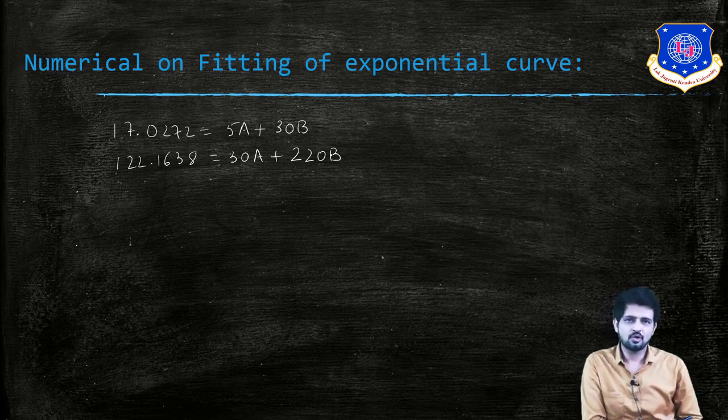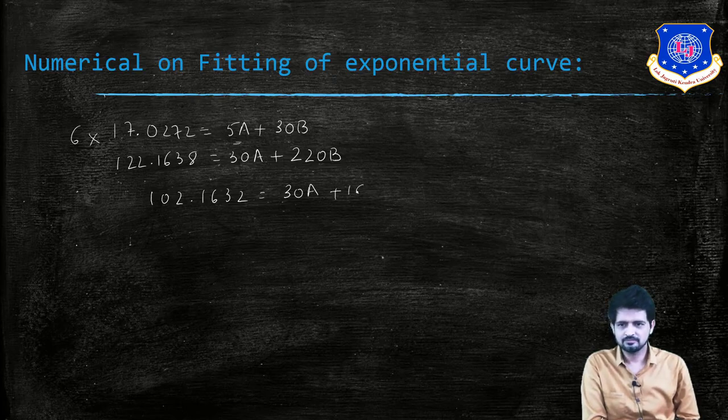Okay, how we can solve this? We have to solve these equations with the help of elimination method. So to cancel out the A, we have to multiply equation number 1 by 6. So this term will be 30. So my equation will be 102.1632 is equal to 30A plus 180b, and my second equation will be the same because 30 is already there. 122.1638 is equal to 30A plus 220b.